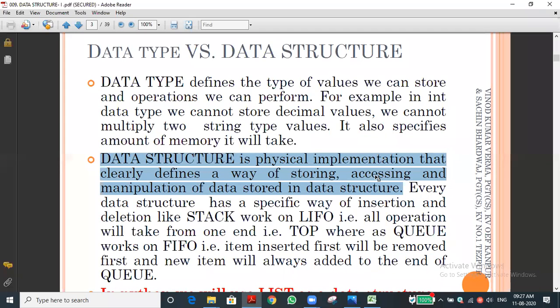For example, string we can access differently, list we can access differently. For dictionary we have used another concept. What is the concept? How are we accessing the value in a dictionary? Through the keys. Data structure clearly defines the way of storing, the way of accessing, and manipulation of data. Manipulation means operation over the data, operation or changes.